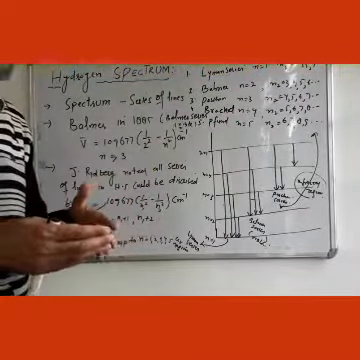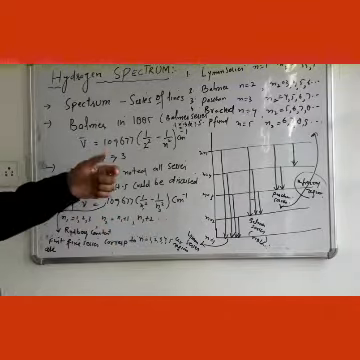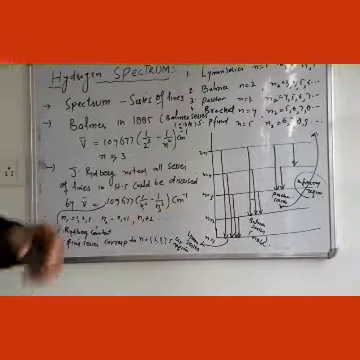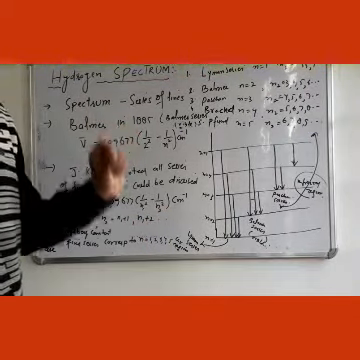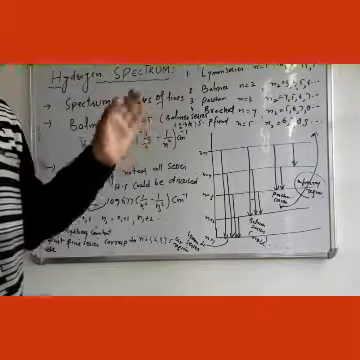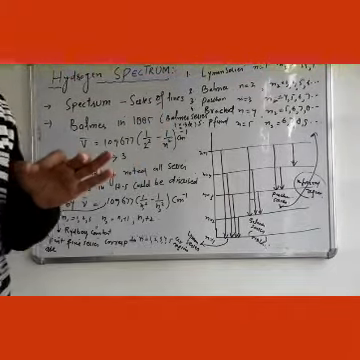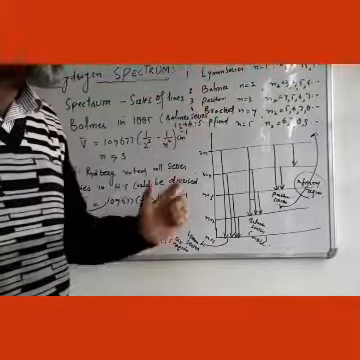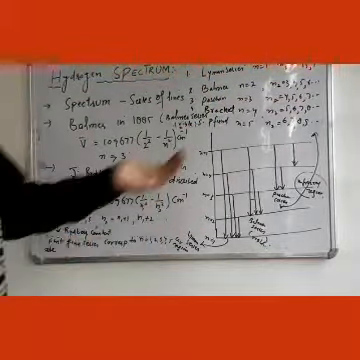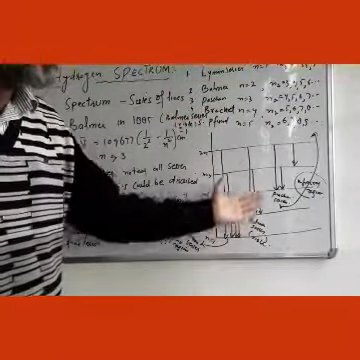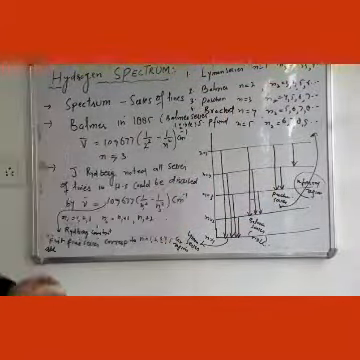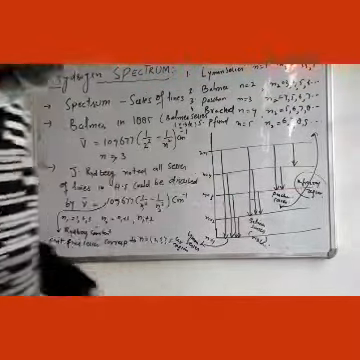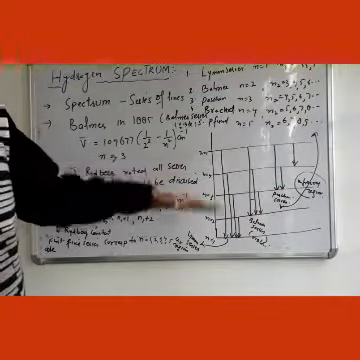So this was about the hydrogen spectrum. In short, the hydrogen spectrum contains a series of lines. The important five series of lines correspond to n equal to 1, 2, 3, 4 and 5. They are the Lyman series, Balmer series, Paschen series, Brackett series and Pfund series. We can calculate the wavelength of these spectral lines by using this Rydberg formula.